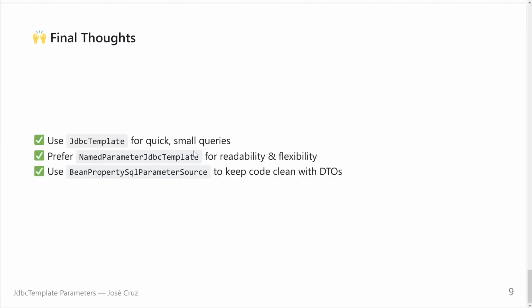Okay, so final thoughts. Use JdbcTemplate for quick small queries. As I was saying, prefer NamedParameterJdbcTemplate for readability and flexibility. Use BeanPropertySqlParameterSource to keep code clean with DTOs. Yeah, the code will be clean, but sometimes when you clean the code too much, it creates coupling and can be a challenge, at least a management challenge. Okay, this is what I wanted to show you about the theory. Now let's see the practice of this.